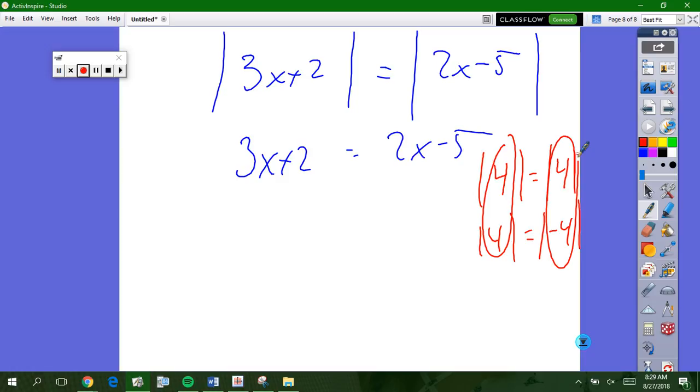So I have one where it keeps it exactly the same and one that is opposite. How do we do an opposite? You negate the whole thing. Because if you look at this, this is kind of like 4 equals 4, and this is saying 4 equals negative 4. See how I negated the whole process of it?